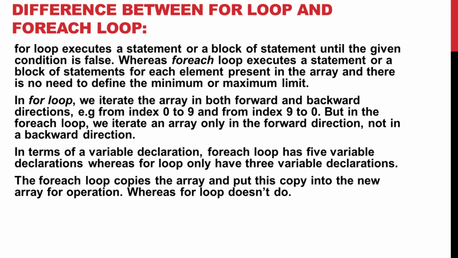In terms of variable declarations, the for each loop has 5 variable declarations, whereas the for loop only has 3 variable declarations. The for each loop copies the array and puts this copy into a new array for operation, whereas the for loop doesn't do that.